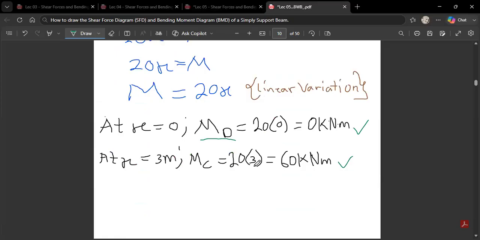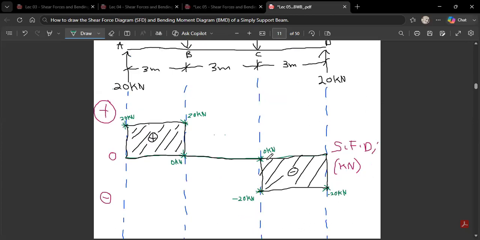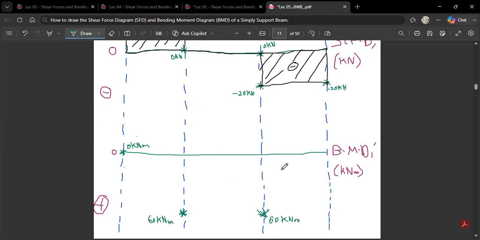Yes. So let's go and we plot this. So that is going to be what? MD is 0. You see, MC is already 60. We put it over there. So this is our last one we are plotting. So this one also gives us 0 kilonewton meters.